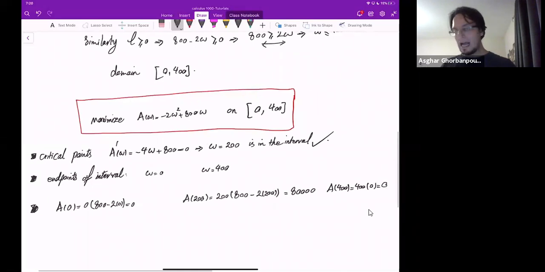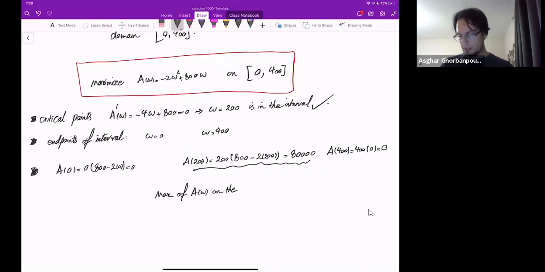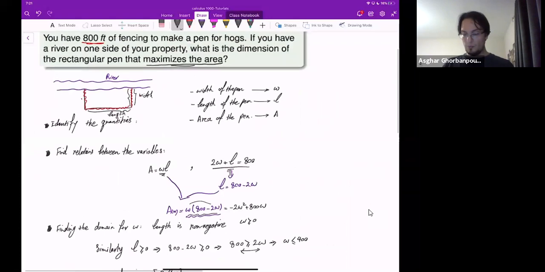And we know that when we have a continuous function on the closed interval, it is going to have absolute max and min. Here, as we can see, the max value is given by this. So max of A(W) on the interval is 80,000.